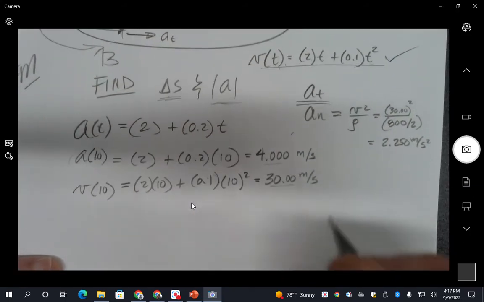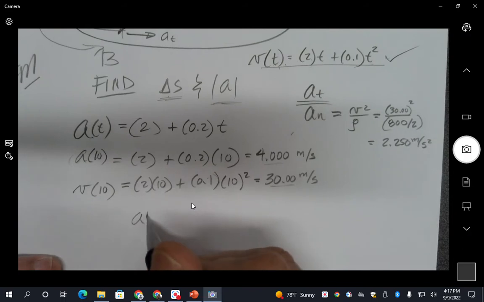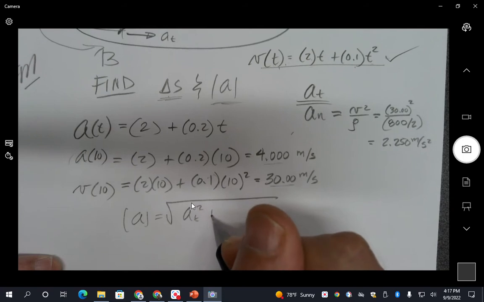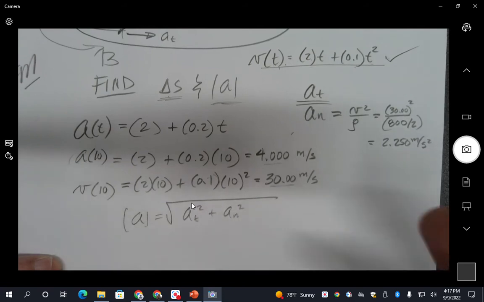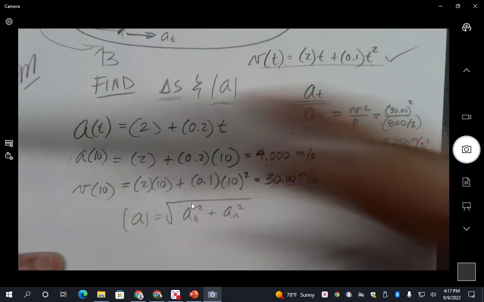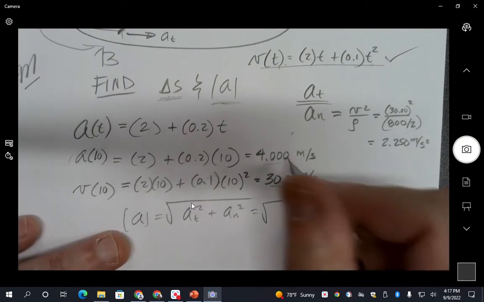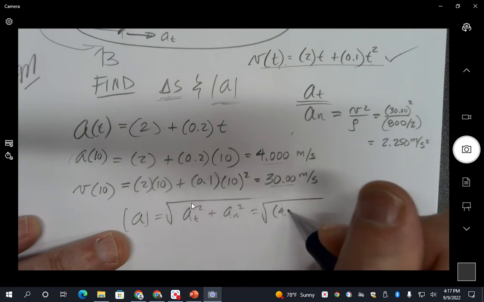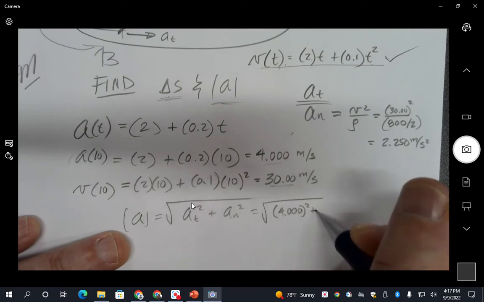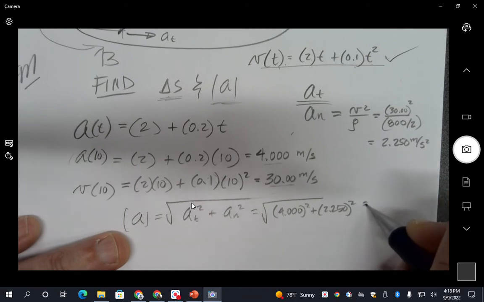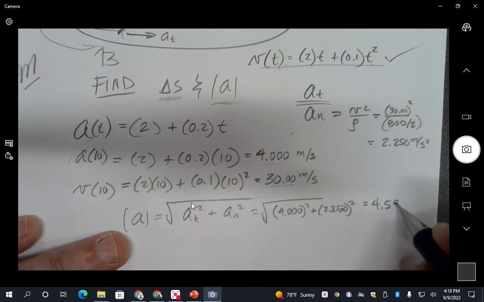And the question wants the total acceleration. So that's going to be the magnitude: the square root of a_t squared plus a_n squared. So the square root of 4 squared plus 2.250 squared, and that ends up being 4.589 meters per second squared.